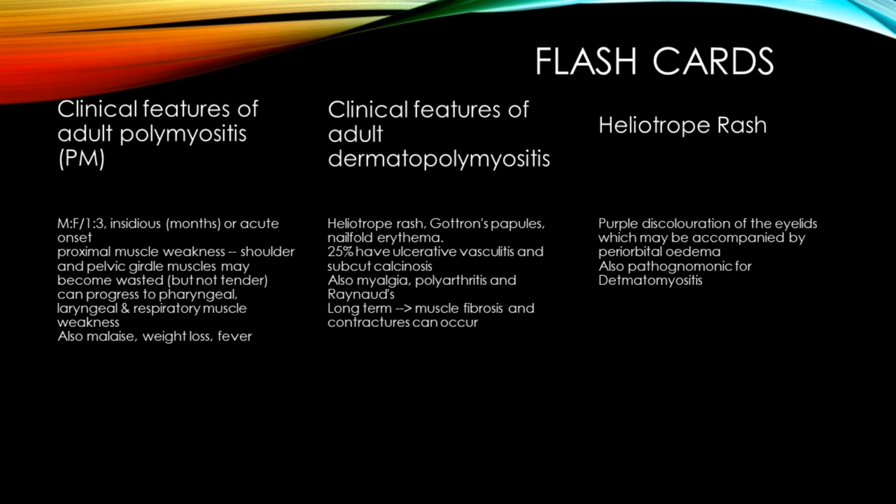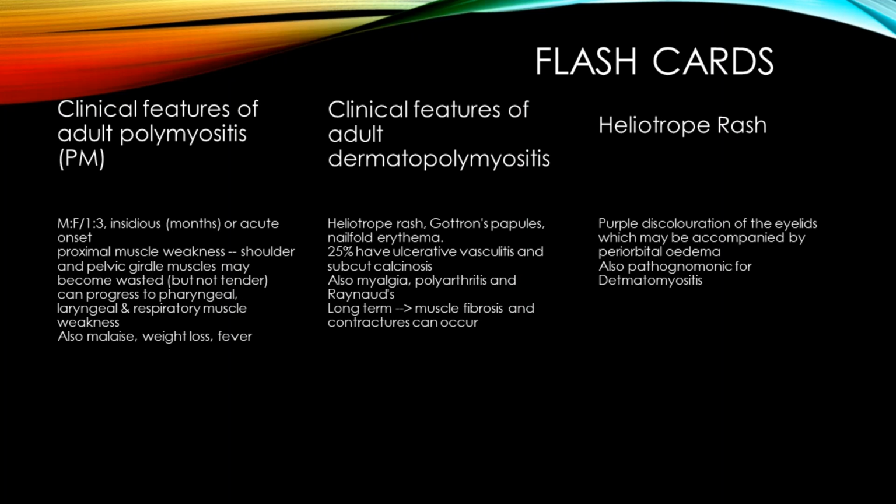Then, clinical features of adult dermatomyositis. You have also seen the heliotrope rash, the Gottron papules, the nail fold erythema. 25% have ulcerative vasculitis and subacute calcinosis. Also myalgia, polyarthritis and Raynaud's. Long-term muscle fibrosis and contractures can occur.